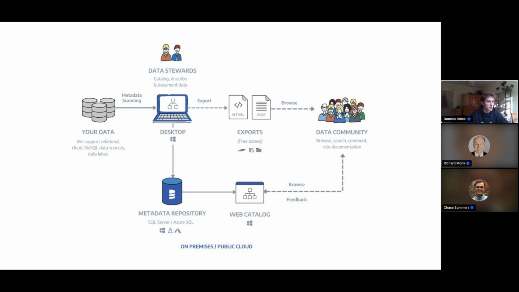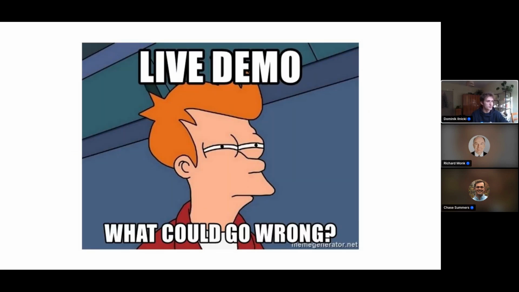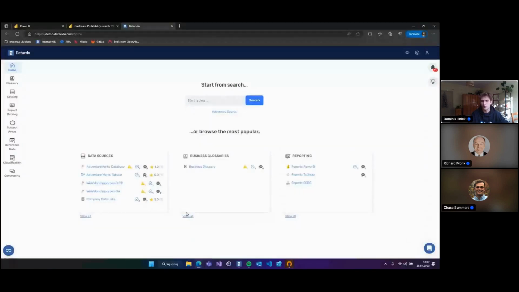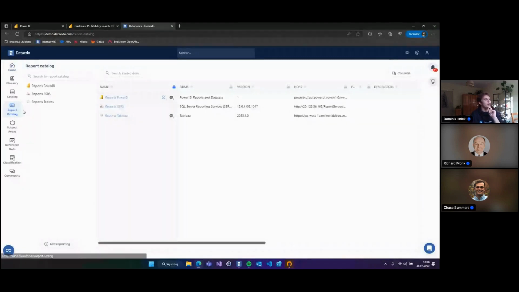Okay, so now we are going to go to the live demo. It hopefully won't be me in the next couple of minutes. So I will start by showing you Dataedo. Yes, you should be able to see Dataedo right now. So I'm in Dataedo web right now on the home screen, and then I will go to the report catalog. You can see that we support a couple of BI technologies, so SSRS, Tableau, and Power BI. I will go to Power BI.